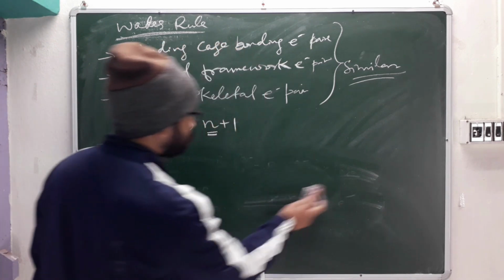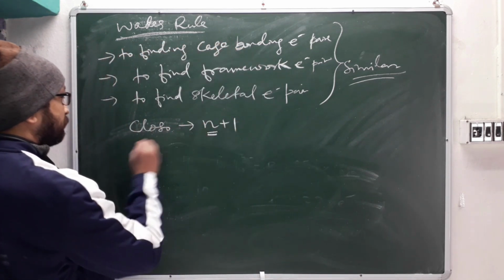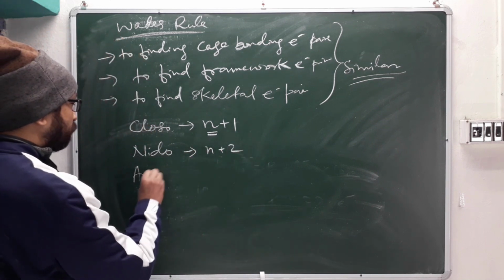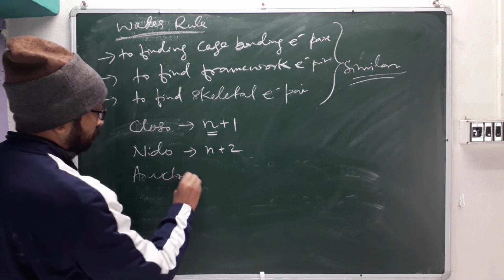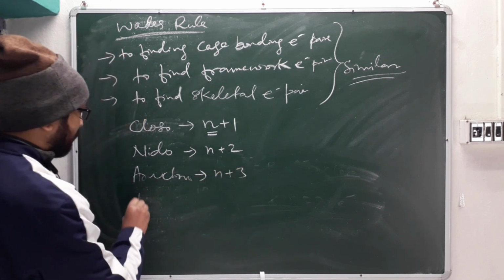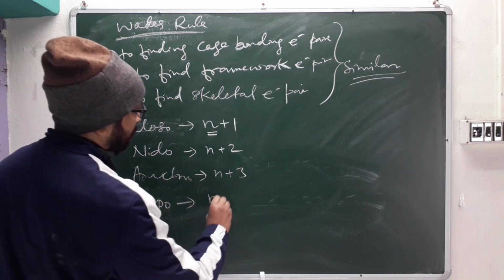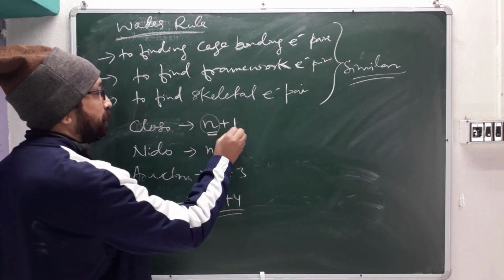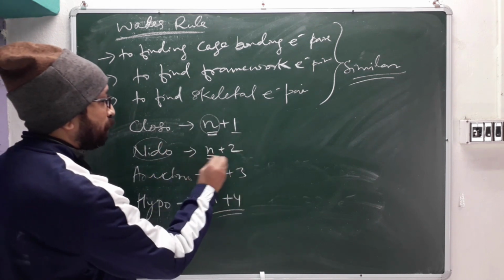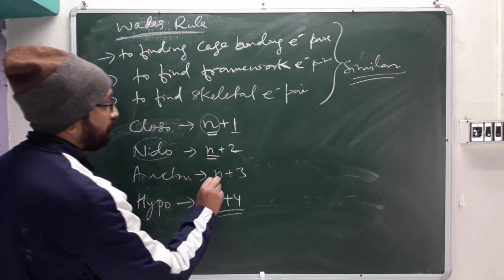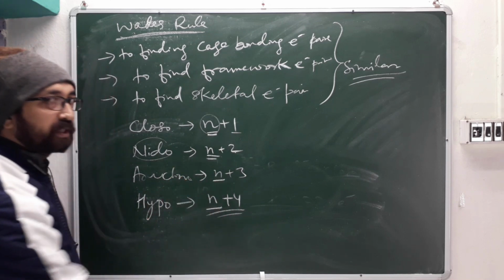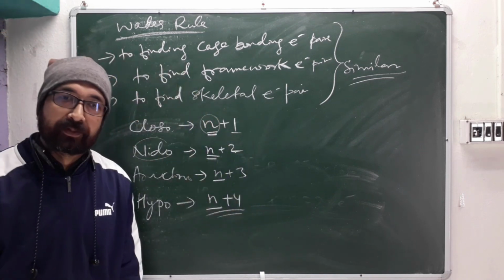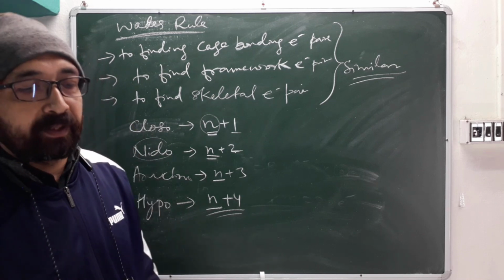If it is closo, it will be n plus 1. If it is nido, it will be n plus 2. If it is arachno, it will be n plus 3. If it is hypo, it will be n plus 4, right? So you just have to calculate. If it is closo, the number of boron plus 1. If it is nido, number of boron plus 2. If it is arachno, number of boron plus 3. If it is hypo, number of boron plus 4. And that many electron pairs you have as cage bonding electron pairs, right?